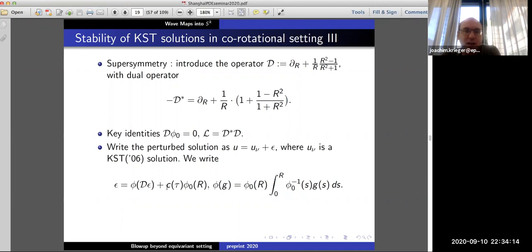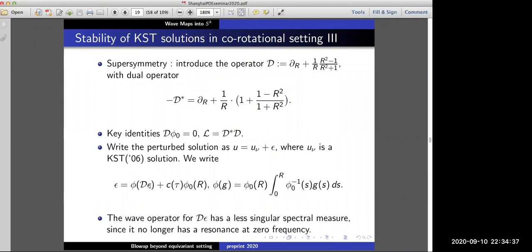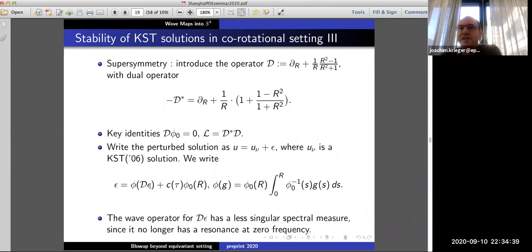And to actually read off the C of tau, it suffices to look at the behavior near the origin of this, and you can read off what C of tau has to do. From the wave equation, you can infer an ODE, which governs the evolution of C of tau. Of course, that depends on the behavior of the epsilon. And then one observes that d epsilon itself solves a wave equation, which has better properties. The elliptic operator that comes up in the equation for d epsilon doesn't have a resonance at the origin anymore, and its spectral measure is less singular. And so this turns out to be the right quantity to work with.